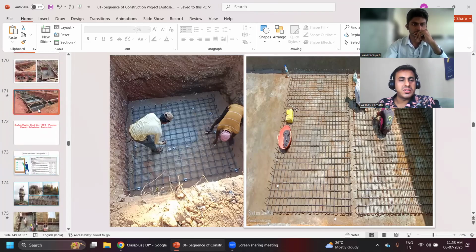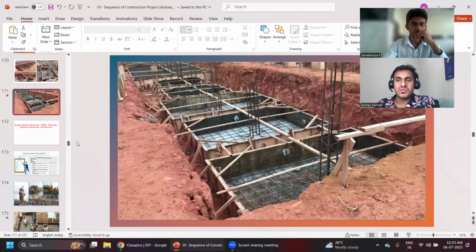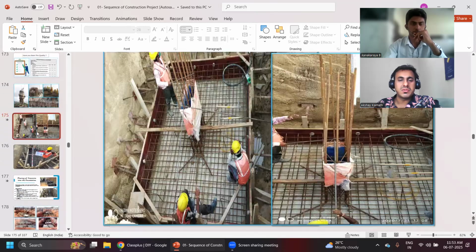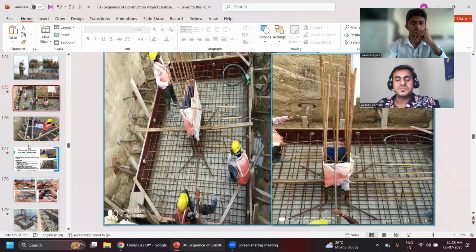Okay, do you know how to calculate the shuttering quantity for a footing? Yes sir. Tell me how you will calculate it. Sir, by knowing the length and width of the footing and the depth of the footing. What is the area of shuttering? How do you measure shuttering quantity? What's the unit for that? Square meter, sir.